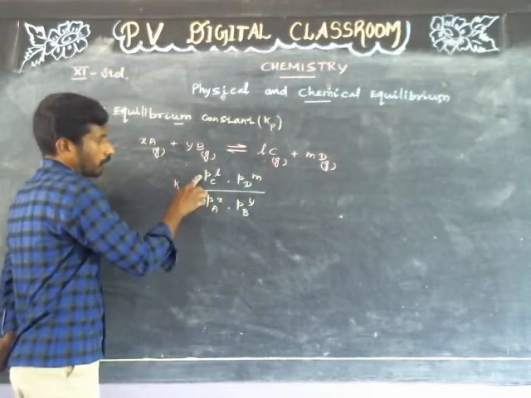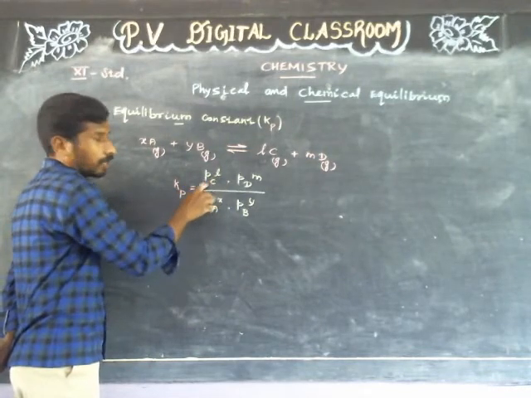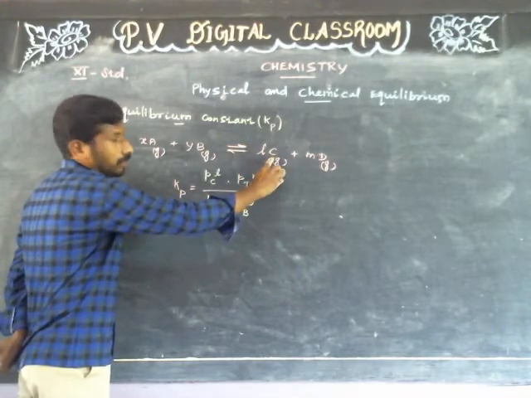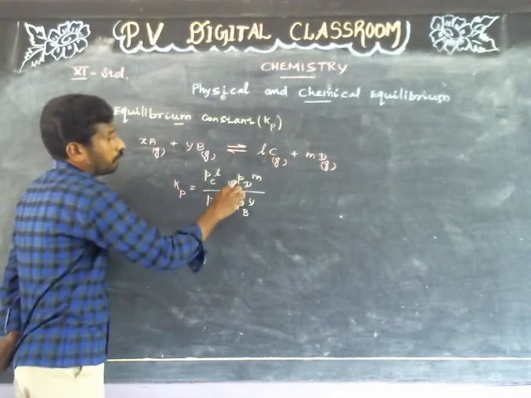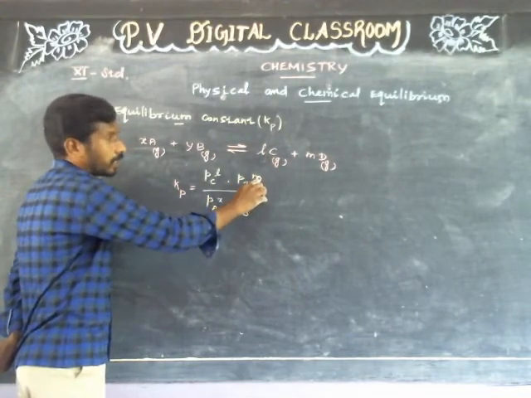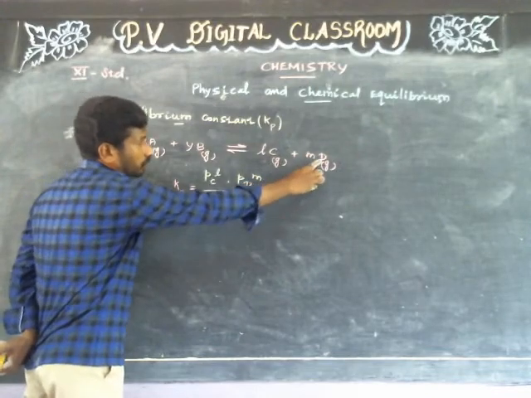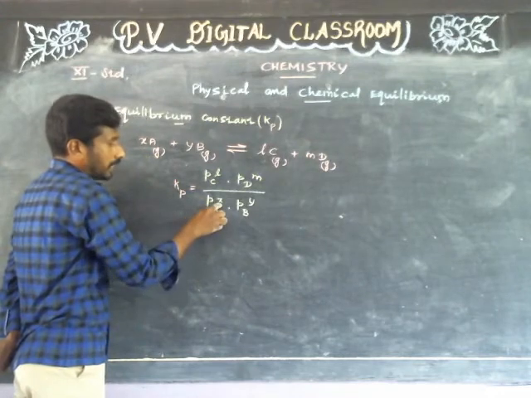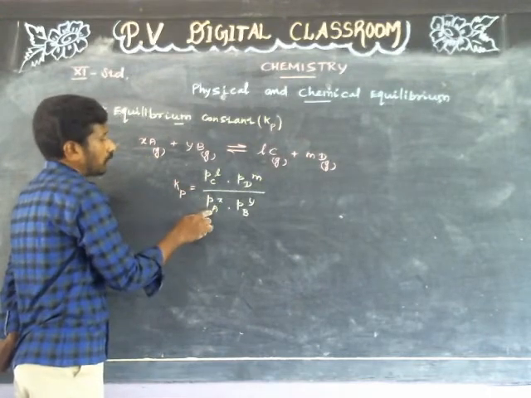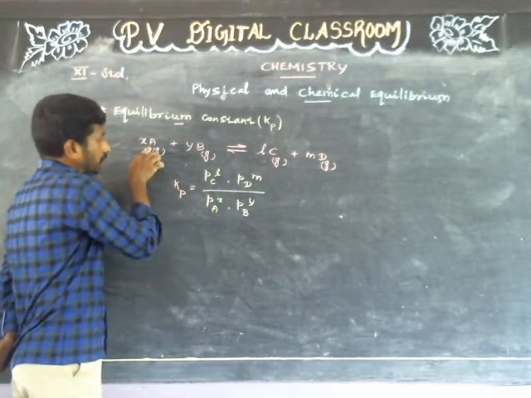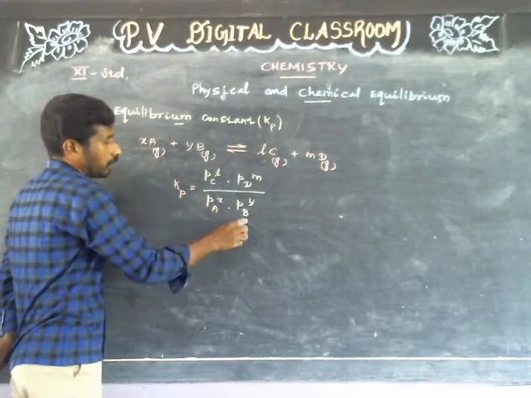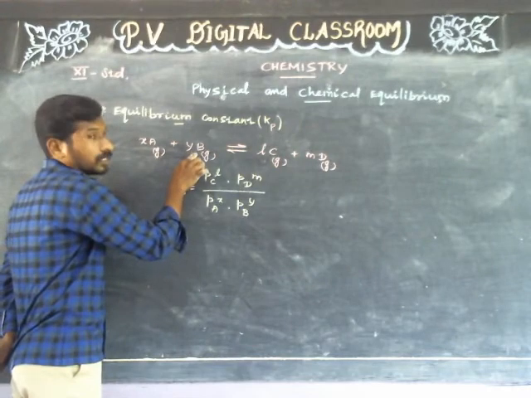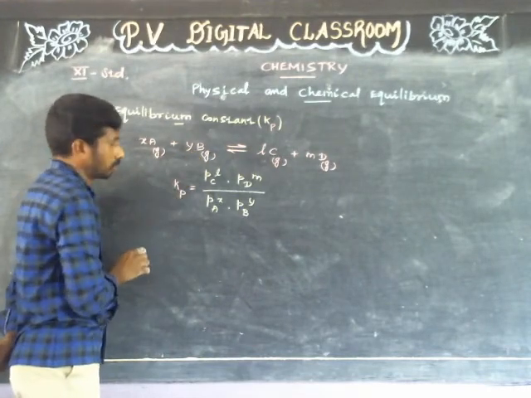Here PC^L represents the partial pressure of the product molecule C. PD^M represents the partial pressure of the product molecule D. PA^X represents the partial pressure of the reactant molecule A. PB^Y represents the partial pressure of the reactant molecule B.